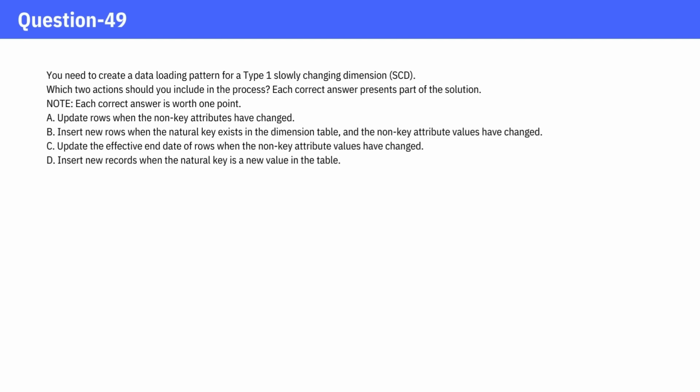A. Update rows when the non-key attributes have changed. B. Insert new rows when the natural key exists in the dimension table and the non-key attribute values have changed. C. Update the effective end date of rows when the non-key attribute values have changed. D. Insert new records when the natural key is a new value in the table. Please pause the video and think through the answer options and then check the answer.